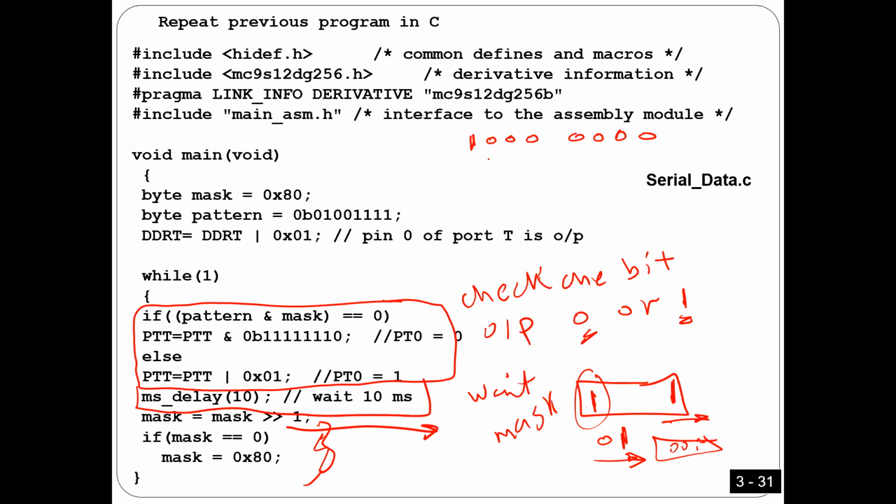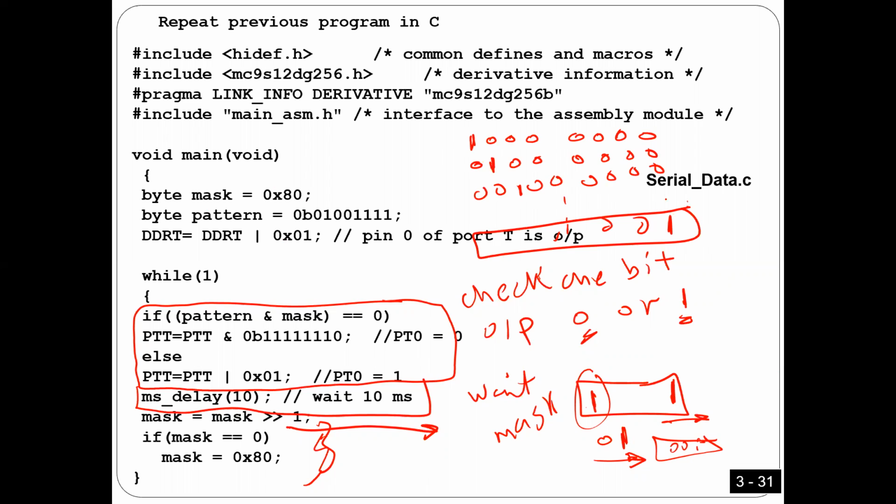This is the first iteration. Next iteration, 1, 0, 0, 0, 0. Okay. Next one, 1, 0, 0, 0. Okay. And then all the way until the 1 is here. All right. And then when I shift this mask, it is going to become 0, 0, 0. Okay. So that means I already displayed 8 bits. So what should I do now? I have to repeat again.